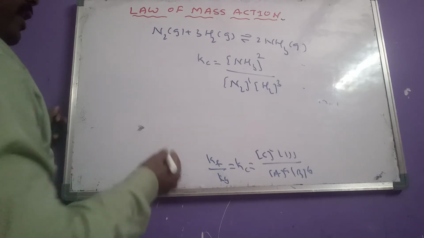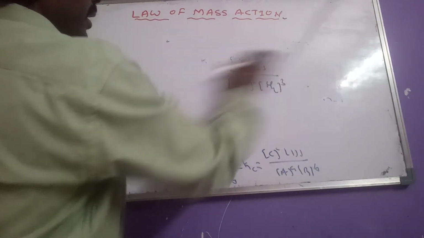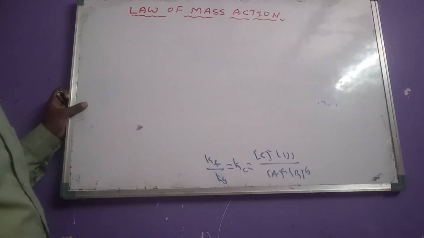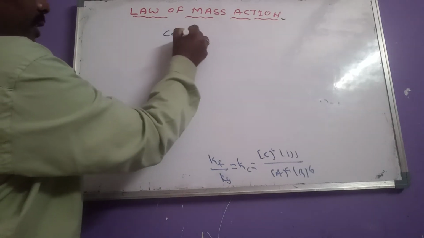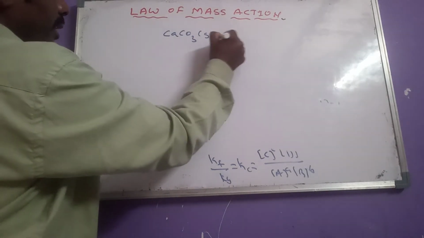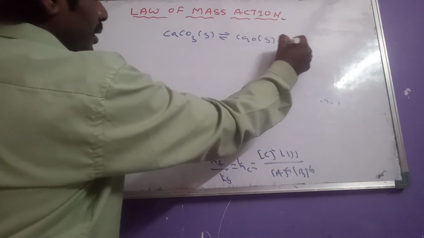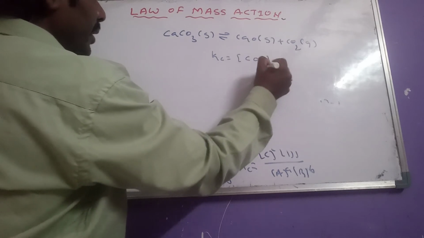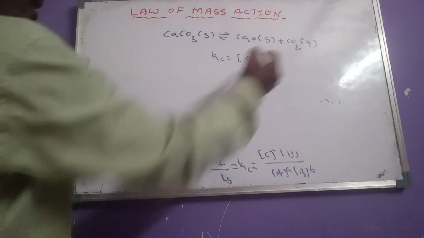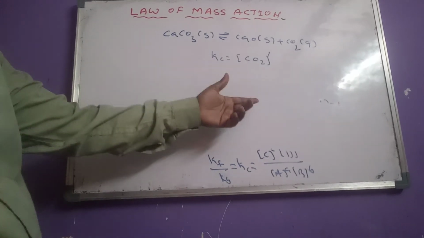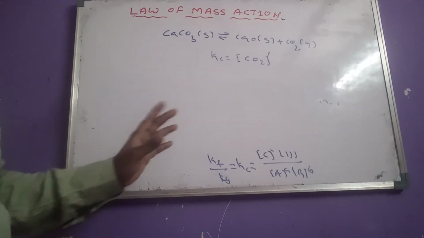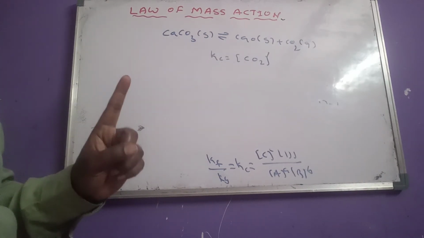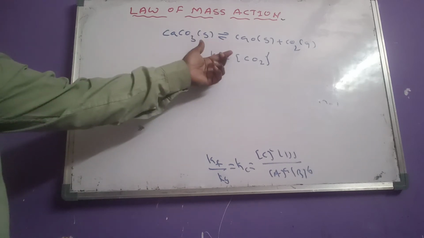If any solid is present in the chemical equation, there is no need to express it in the Kc expression. For example, CaCO3 solid gives CaO solid plus CO2 gas. For this, the Kc expression is just CO2 to the power 1. No need to write CaO and CaCO3 in the Kc expression, because their active masses are considered as one unit.